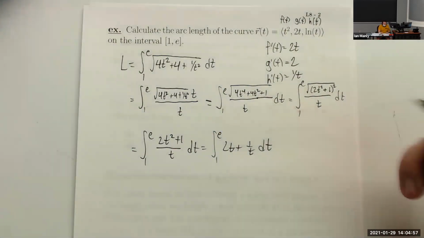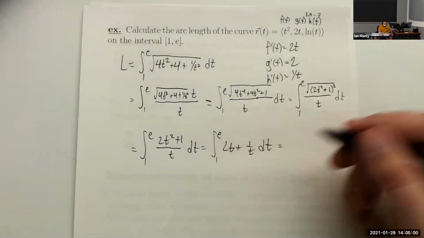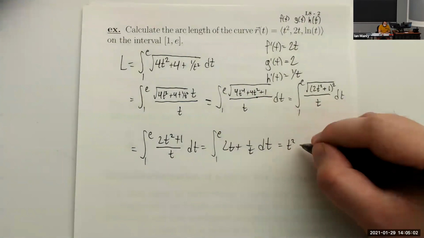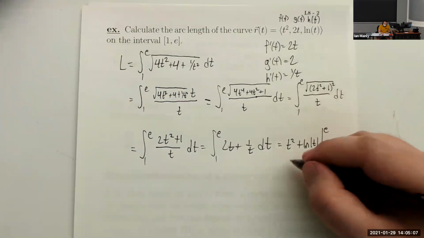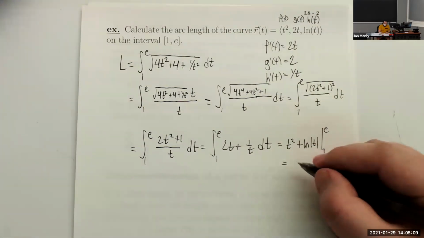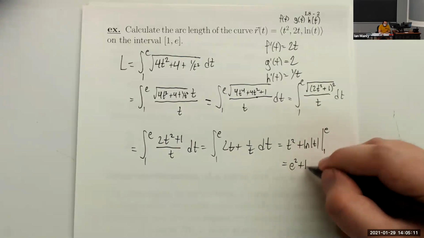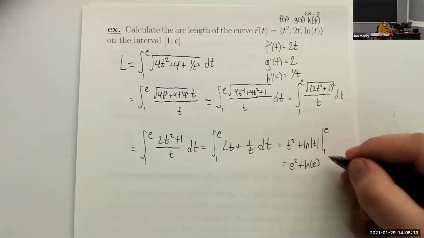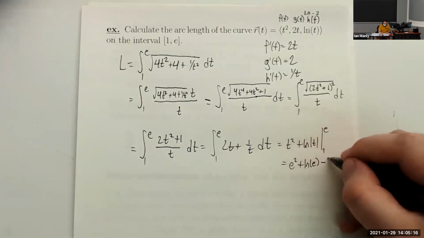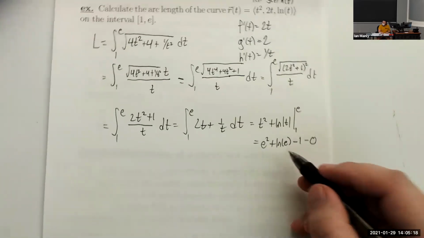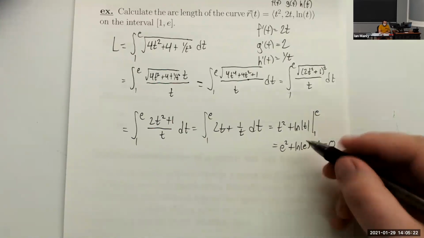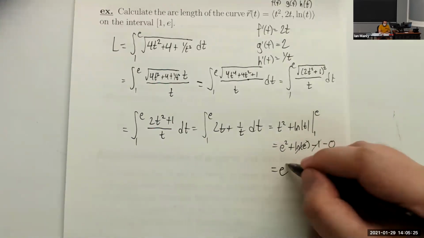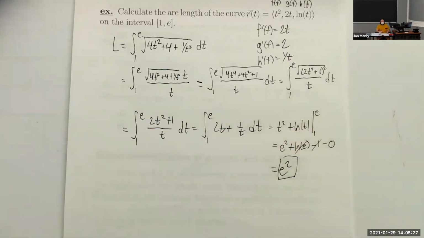All right. So anyway, we have this here, and now we're going to do the integral. So we have t squared plus natural log of absolute value of t from 1 to e. And then we're going to go ahead and plug this in. We have e squared plus natural log of e. And then we subtract 1 and 0. And natural log of e is 1. So this and this go away. And we end up with e squared as the length of this curve right here.